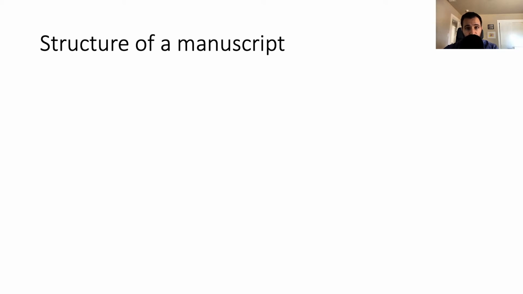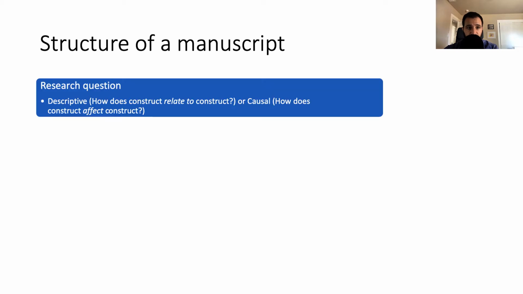Manuscripts are structured to get at most of these parts of the scientific method. It'll typically start with the research question. Hopefully, if it's well written, it will give you an idea of whether the question is descriptive or causal. And so these are two important types of research questions. A descriptive research question is one that asks how one construct relates to some other construct. Are these two things related at all? Do they happen anywhere near each other? Can we collect evidence of that?